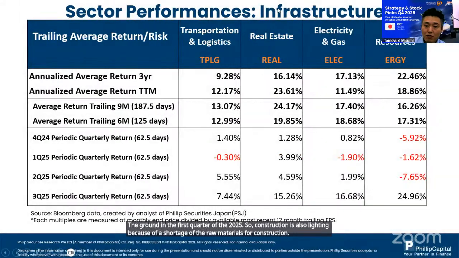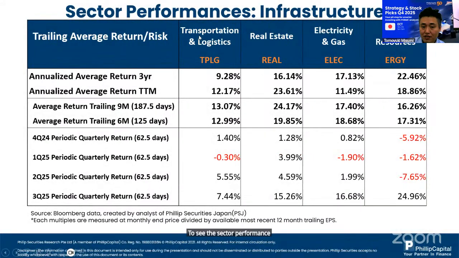Let's see the sector performance. Infrastructure is like that. Transportation and logistics is also performing better than the 3-year average. Real estate is also rising. Electricity and gas is performing less, and energy resources is surprisingly lower than the 3-year trend.